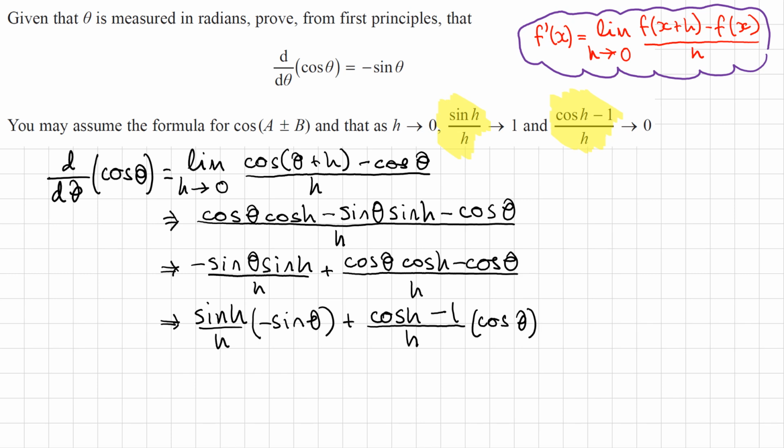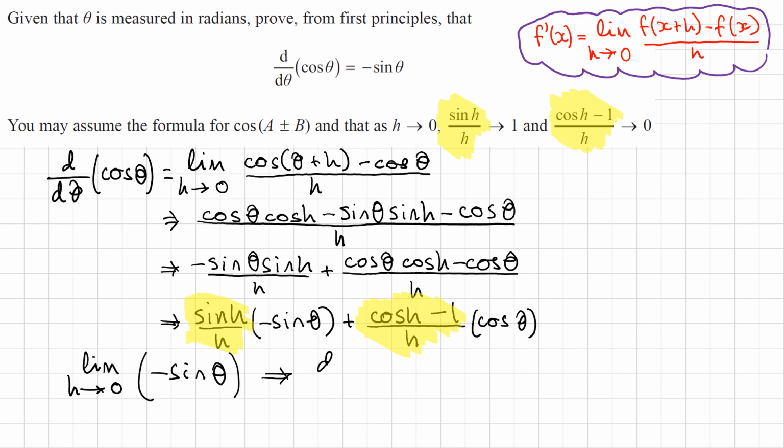Now I'm going to use my notation here, the limit as h tends to 0, because I was given some stuff in the question. So I'll just highlight the bits I was given. Sine h over h, I know that's going to tend to 1, and cos h minus 1 over h, that's going to tend to 0. So as h tends to 0, this tends to 1, so that just leaves me with negative sine theta in the first term. And for the second term, if this bit tends to 0, this bit's just gone, so I'm just left with negative sine theta. So I'm pretty much done.